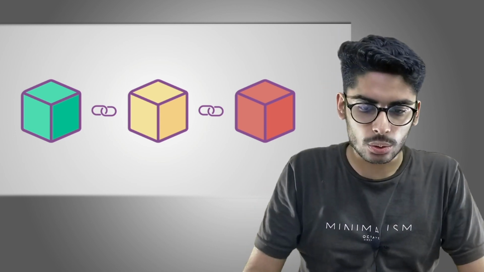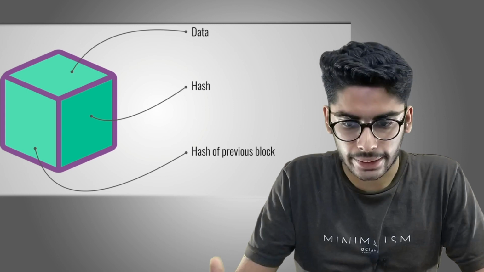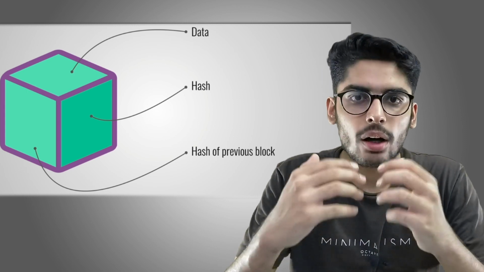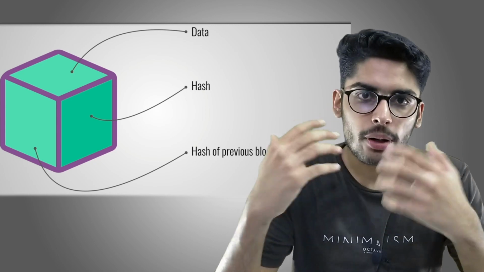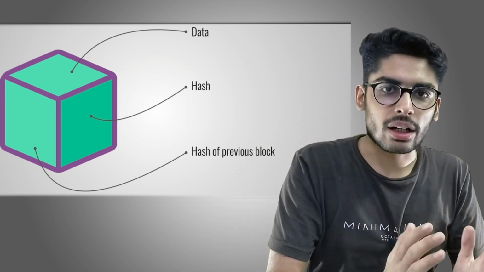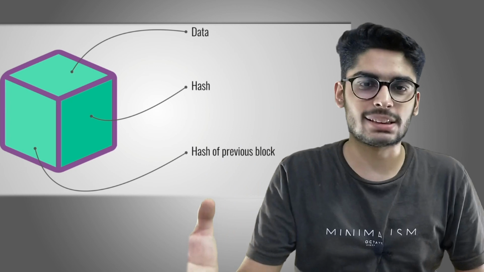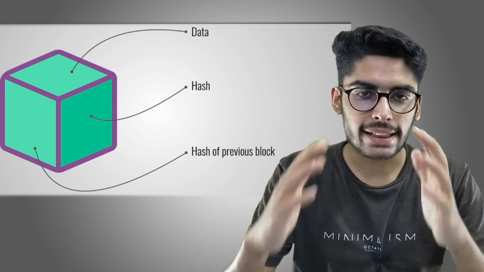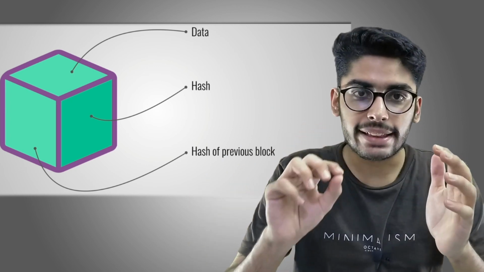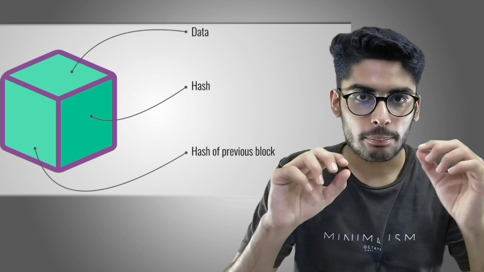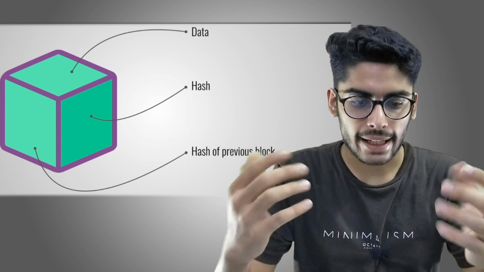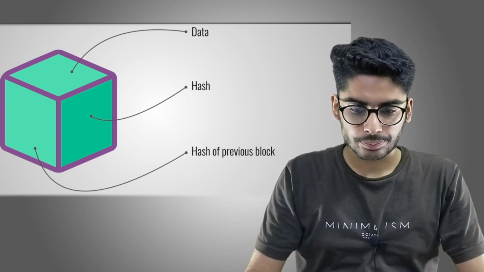So as I told you, a block can contain data, a hash, and the hash of the previous block. The first block in a blockchain is called the Genesis block, and the Genesis block contains a zero previous hash because it doesn't have a previous block, but it contains its own hash. Let me show you an example.